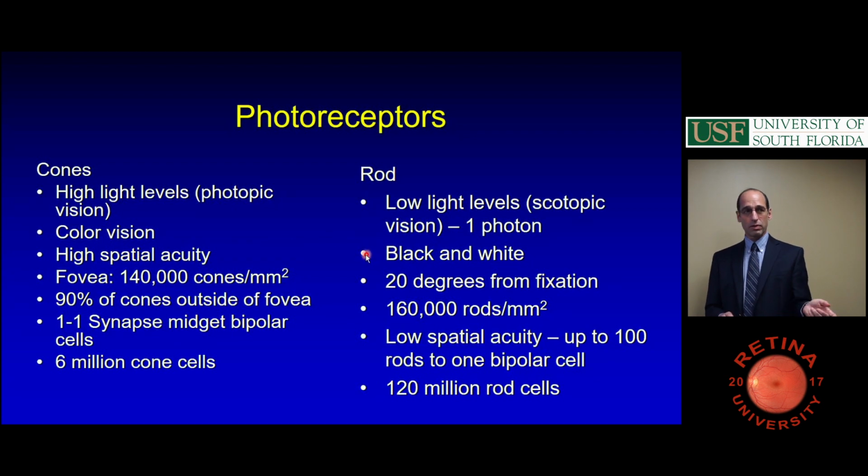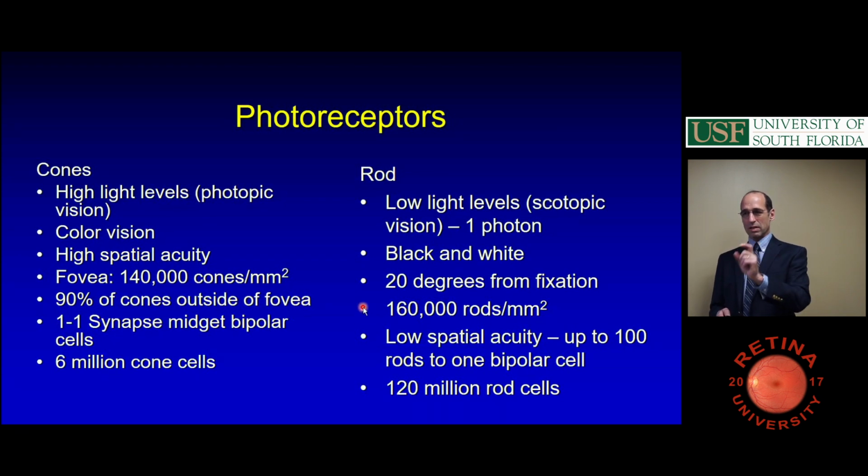So you'll notice at night you don't see color when your eyes are dark adapted, and they're very dark in the light. Squirrels have only cones, an interesting little fun fact. Cones have high spatial acuity. Rods, you can't see that much with rods. The fovea has 140,000 cones per millimeter squared. The rods have 160,000 rods per millimeter squared where they're densest.